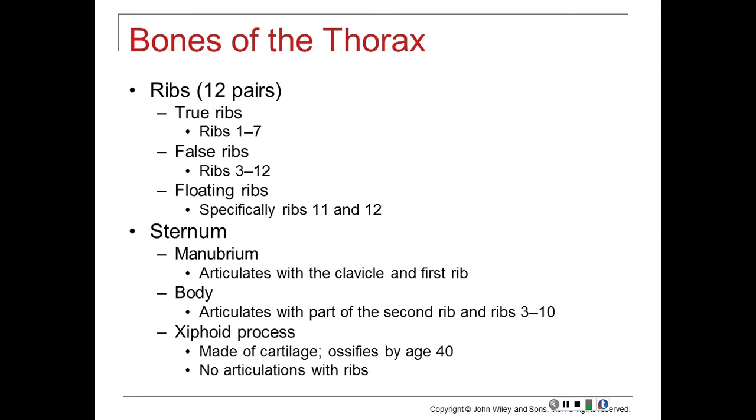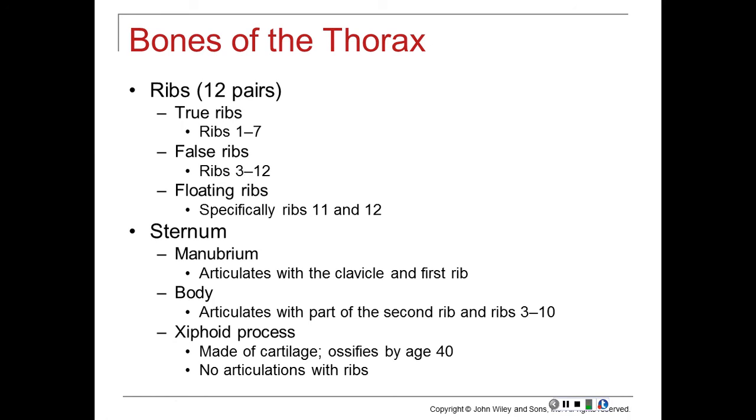There's 12 pairs of ribs, which correspond to the 12 thoracic vertebrae. You have 7 pairs of true ribs. True ribs attach directly to the sternum. You have false ribs, which are ribs that do not connect directly to the sternum. And then you have floating ribs, which are ribs 11 and 12, the last 2. This is a typo here. This should be false ribs 8 through 12, not 3 through 12. So just make note of that.